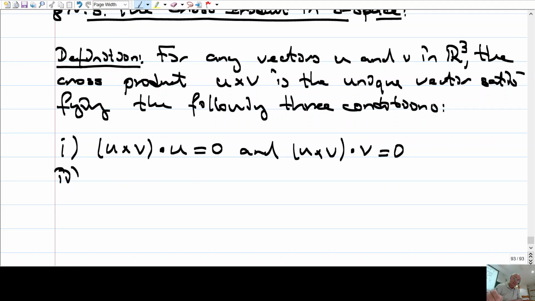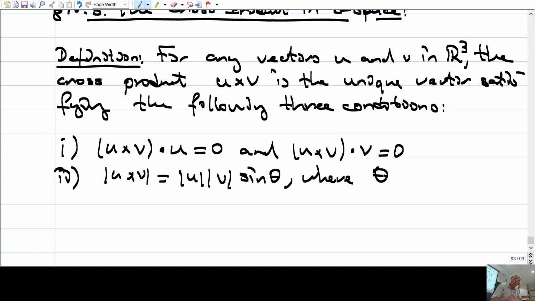Second condition: the length of this cross product is similar to the formula for the dot product, but this time we have sine theta, where theta is the angle between u and v.